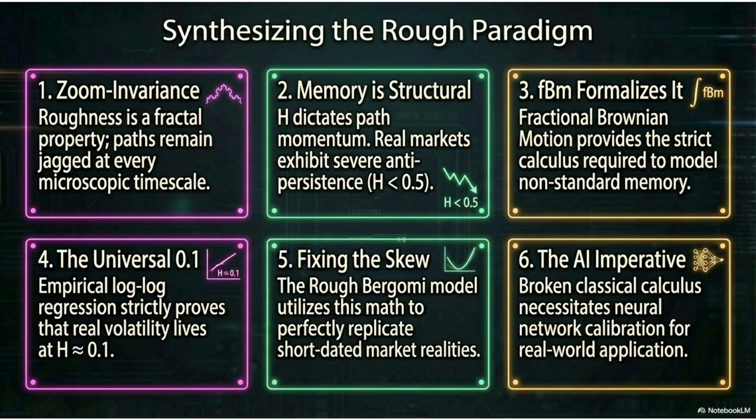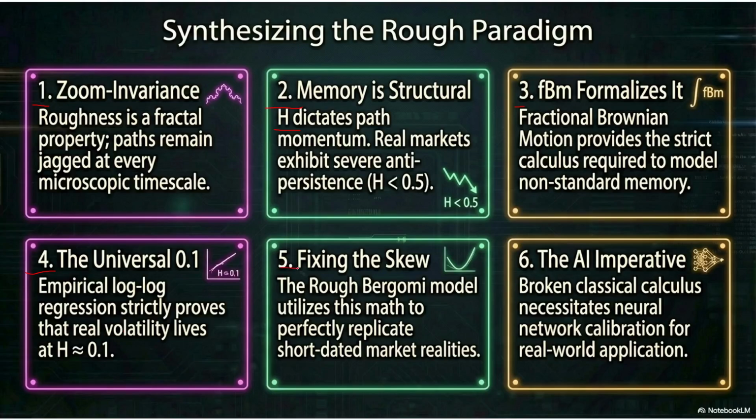So to synthesize the rough paradigm, we have 6 core takeaways. 1. Zoom invariance. Roughness is a fractal property. Paths remain jagged at every microscopic timescale, no matter how much we zoom in. Second, memory is structural. The Hurst exponent dictates path momentum, and real markets exhibit severe anti-persistence. Third, the fractional Brownian motion formalizes it, so it provides the strict calculus required to model non-standard memory. Fourth, the universal 0.1, because empirical log-log regression strictly proves real volatility lives at H equal to 0.1.